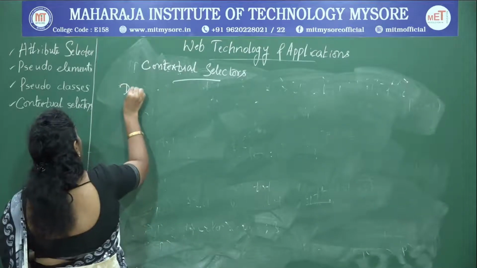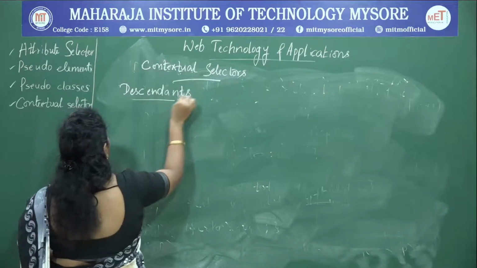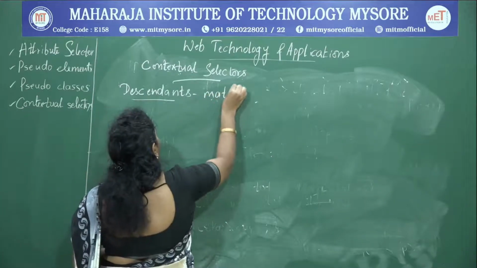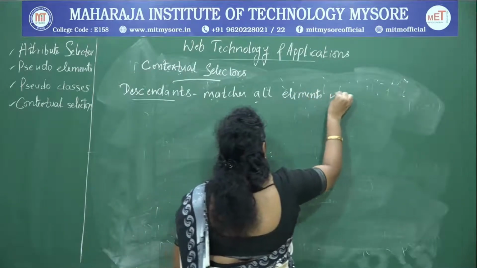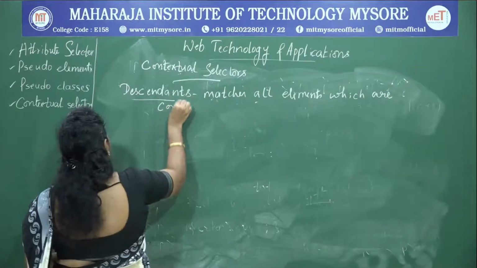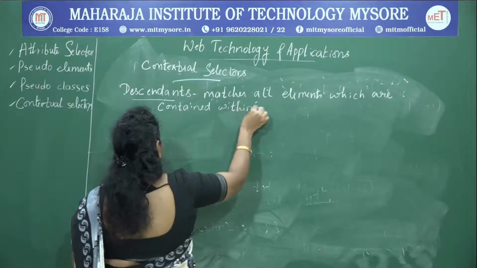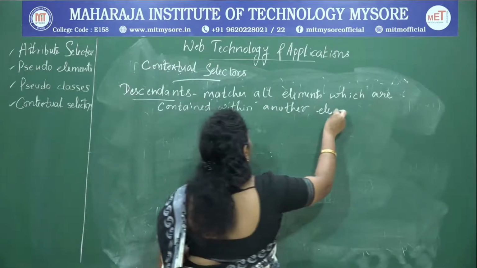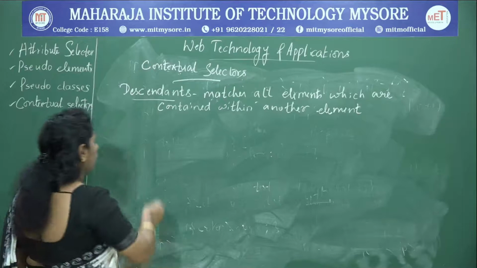First one I am talking about is descendants. Descendants means it matches all elements which are contained within another element.